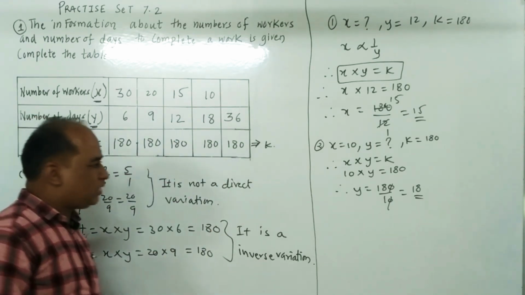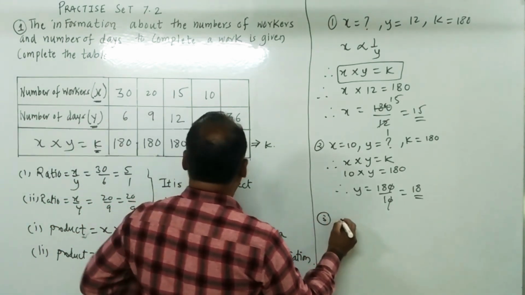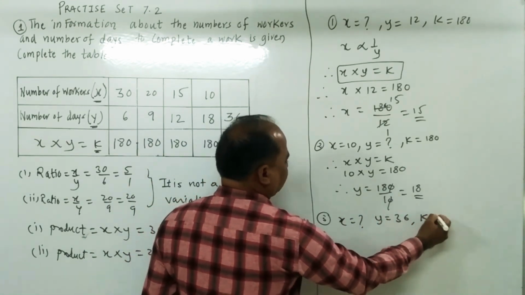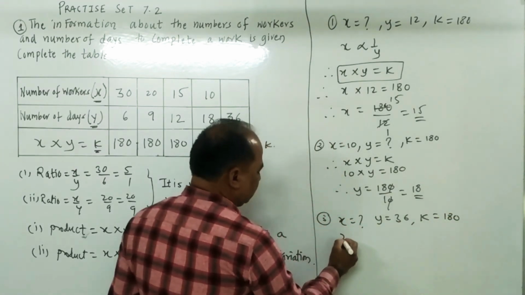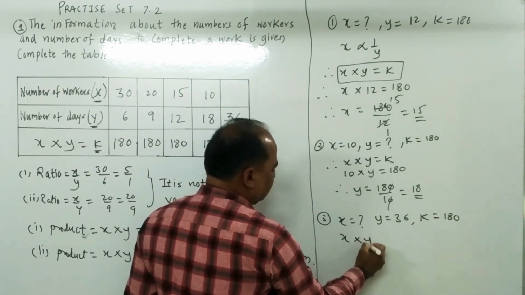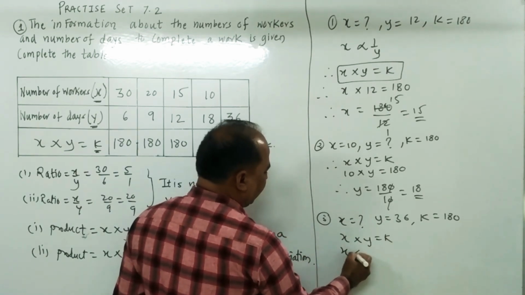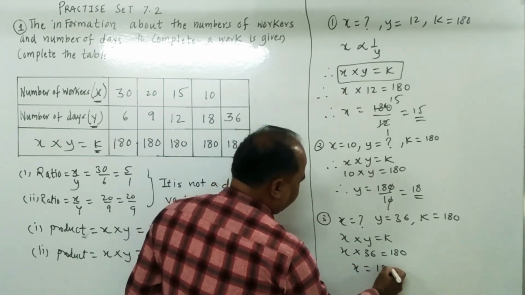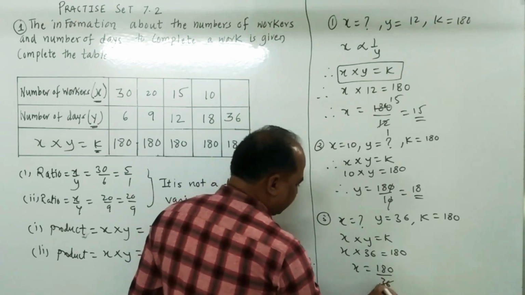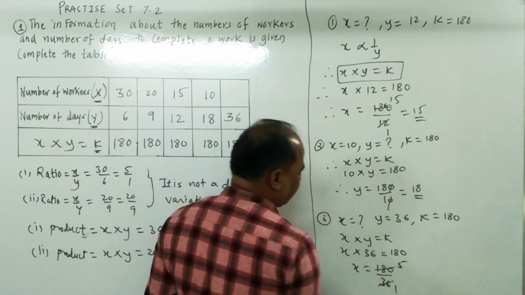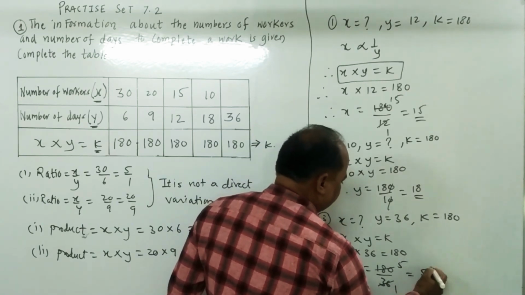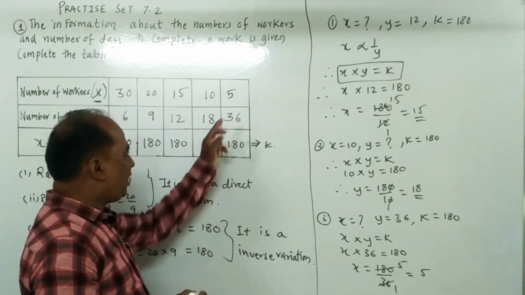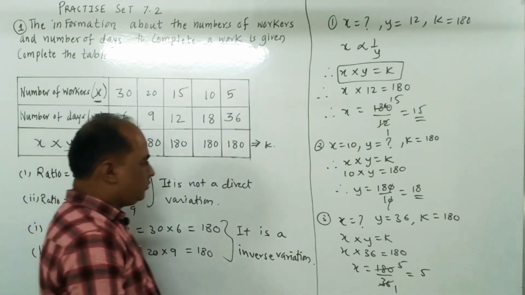Now the number of days to complete the work is 36. How many workers are required to complete this? So third, the number of workers we have to find. The number of days is 36 and the constant k is 180. Our equation of variation is x into y is equal to k. So x we have to find, y is 36, k is 180. So x is equal to 180 upon 36. 36 fives are 180. So x is equal to 5 workers will require 36 days to complete the work.